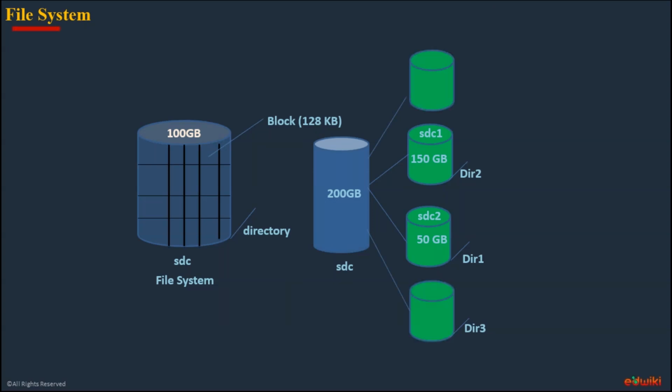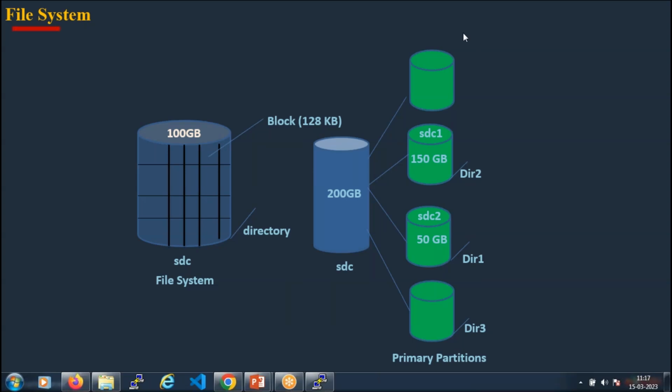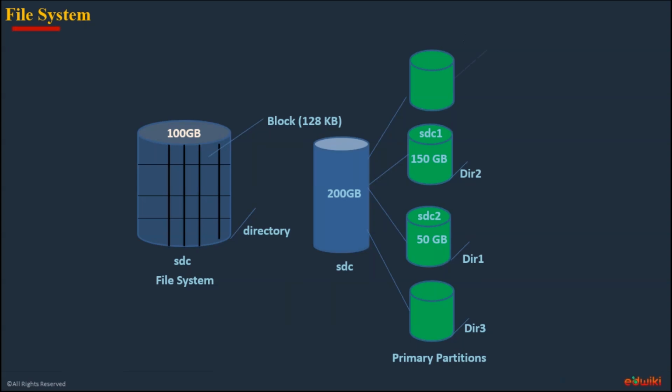The rule says a single volume can be divided into a maximum of 4 partitions only. These are called primary partitions. Only 4 primary partitions can be created. Let's say a single volume has to be divided into more than 4 partitions. Then you create 4 primary partitions, and one of the primary partitions can be divided into multiple partitions, which are called extended partitions. That is feasible.